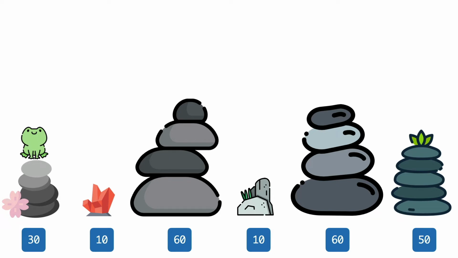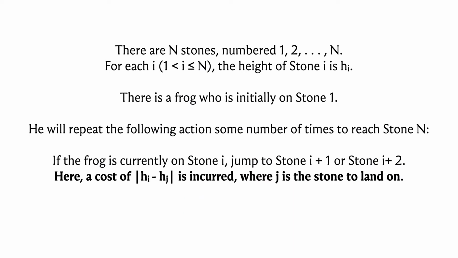But he cannot go in one step. He cannot go to, say, stone number 4 or any of the later ones. The only way to get there would be via an intermediate jump first. Okay, so whenever the frog does jump between 2 stones, he incurs a cost, and the cost is proportional to the difference between the heights of those stones, and we are looking at the absolute difference here.